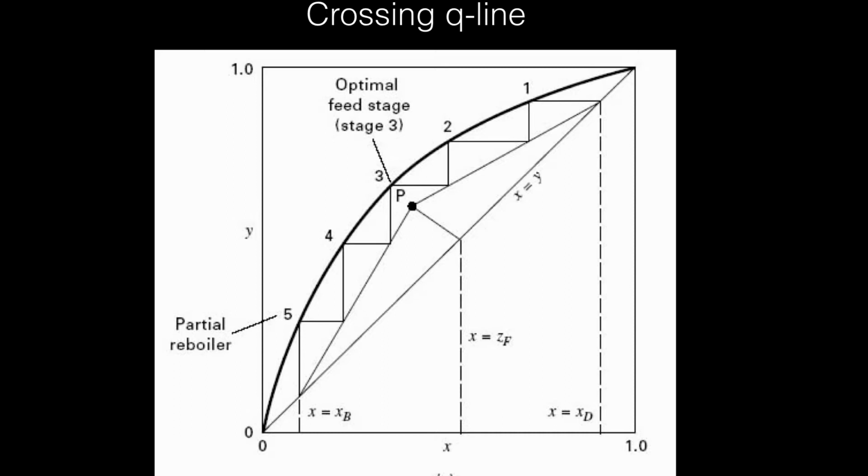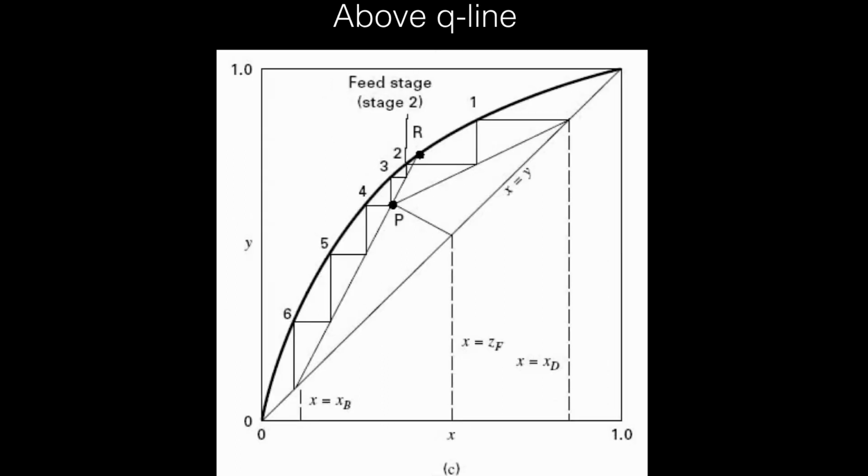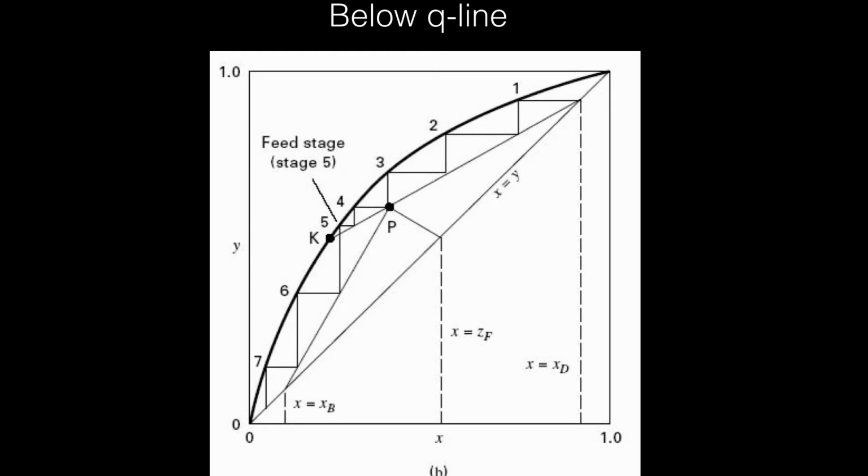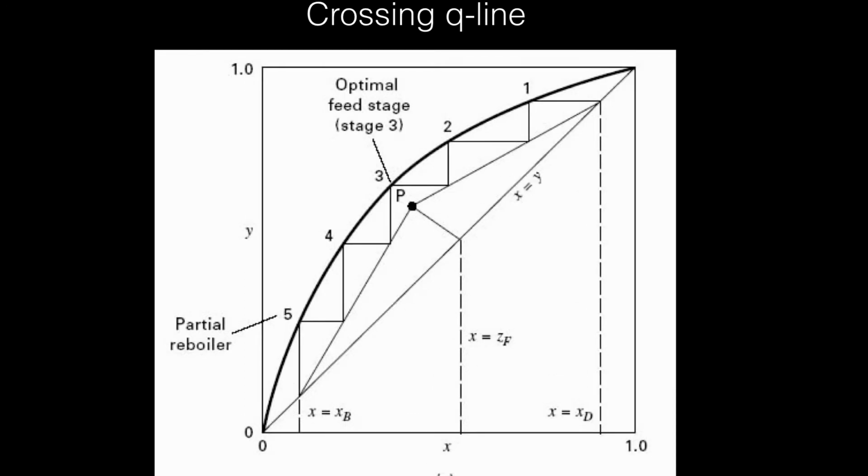So what these diagrams are showing is that you get the minimum number of stages necessary to complete the separation when you transition between the operating lines with a feed stage as you cross the Q line. All right, so for this case, when we transitioned above the Q line, we required 6 equilibrium stages. Below the Q line, we required 7. And here, crossing the Q line, we only require 5 equilibrium stages. And of course, fewer stages are better because it means you can accomplish the same separation with a smaller column.